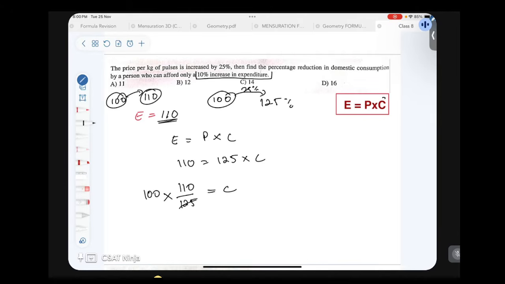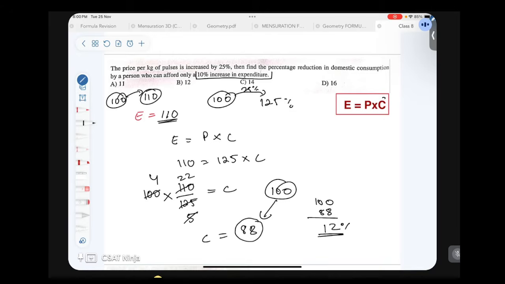So 25 5s are 125, 5 2s are 10. So C is equal to, how much are we getting? 4 2s are 8. Consumption is 88. So now the consumption has become 88, from 100, earlier it was 100. So how much reduced? From 100, if I reduce 88, it will be 12. So the answer here is 12%.